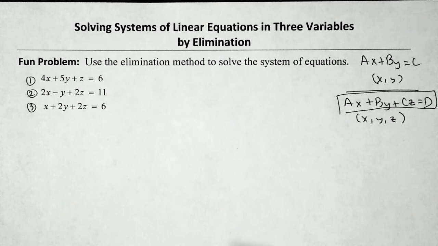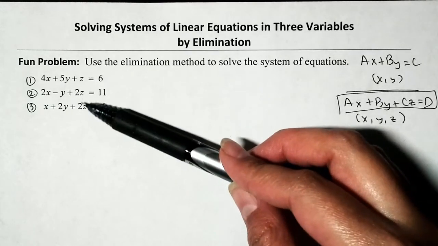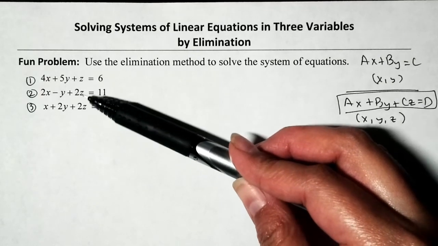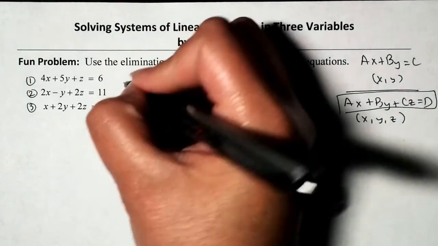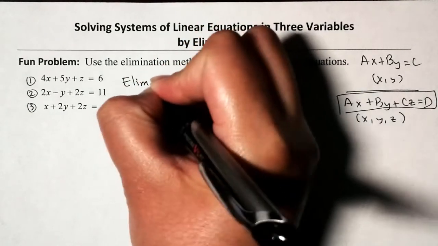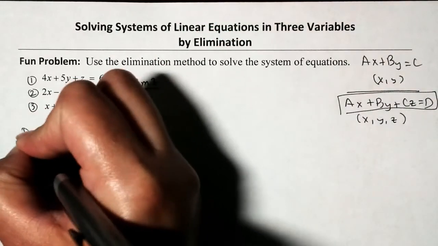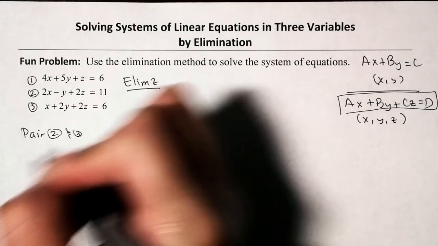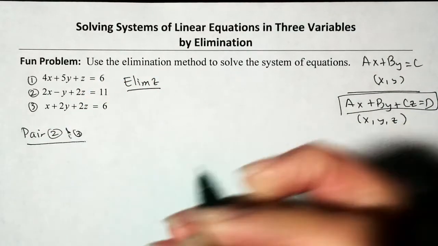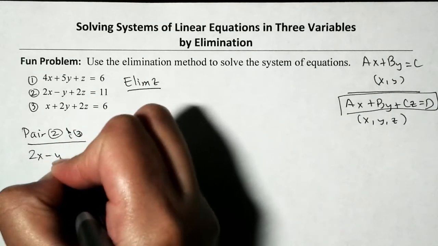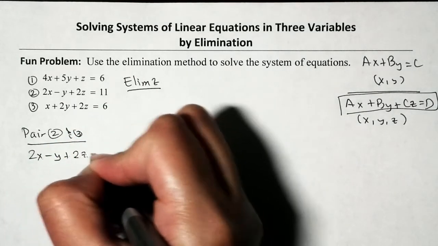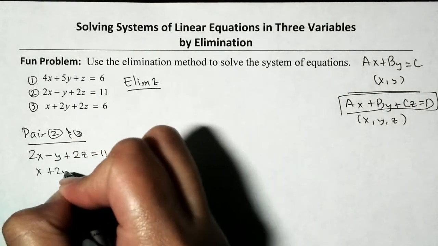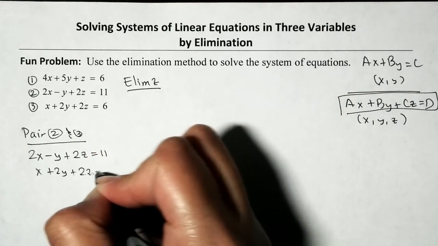In this case, I noticed that the coefficients on these are almost opposites. So I'm going to try to eliminate z. So let me speak to myself. I'm going to say, let's pair equation 2 and 3. And let's write that, and we'll set up our other pair. So we have 2x minus y plus 2z equals 11. And equation 3 reads x plus 2y plus 2z equals 6.